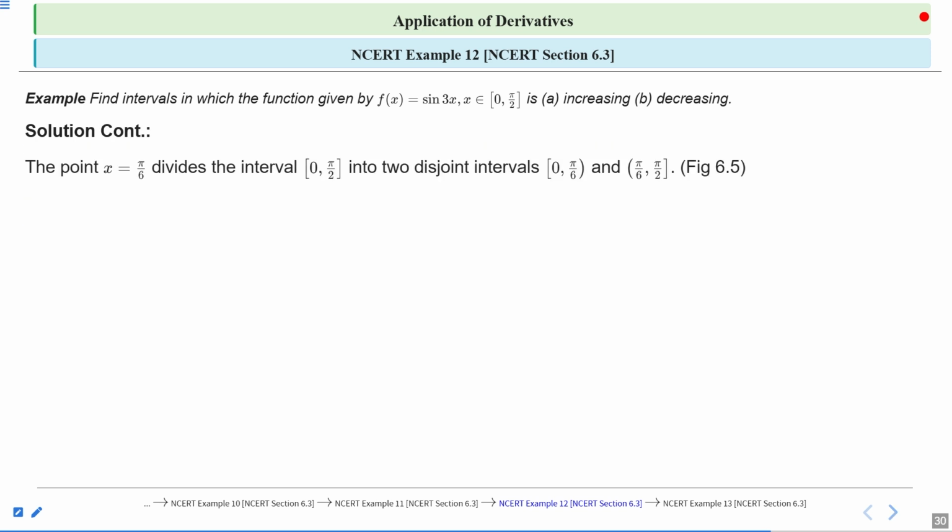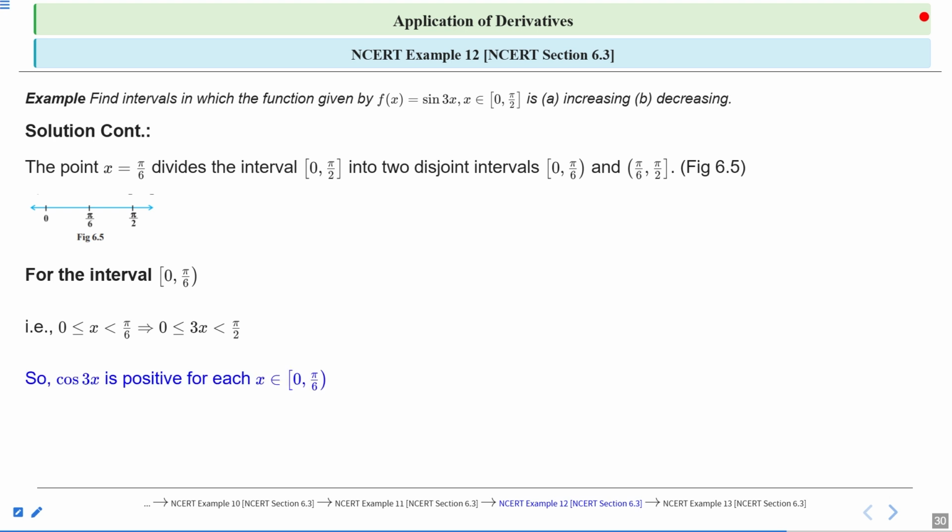The point x equal to pi by 6 divides the interval 0 to pi by 2 into two disjoint intervals, which are 0 to pi by 6 and pi by 6 to pi by 2, right? So you can refer to figure 6.5. Now for the interval 0 to pi by 6, that is when x is between 0 and pi by 6, 3x will be 0 to pi by 2, right? So cos 3x is positive for each x belongs to 0 to pi by 6, right?